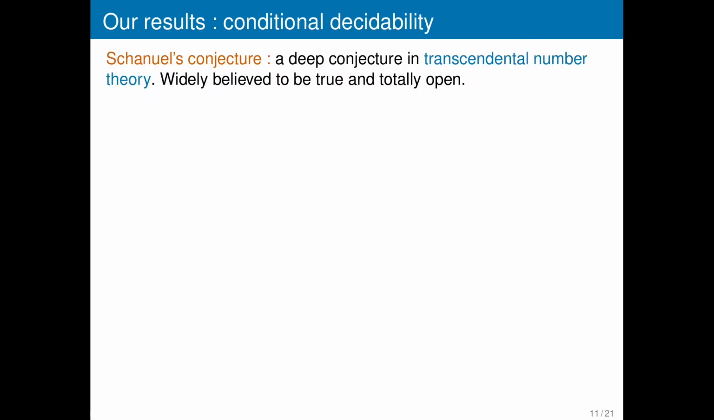It turns out that reachability in linear systems often involves some number-theoretic problems. The one we'll be interested in is called Schanuel's conjecture. It is a deep conjecture in transcendental number theory. It is widely believed to be true and totally open. I do not have the time to go into the details of this conjecture. However, let me explain how it comes into play.